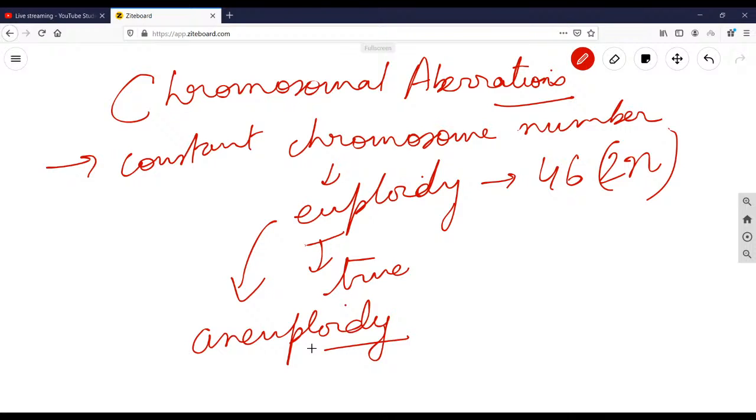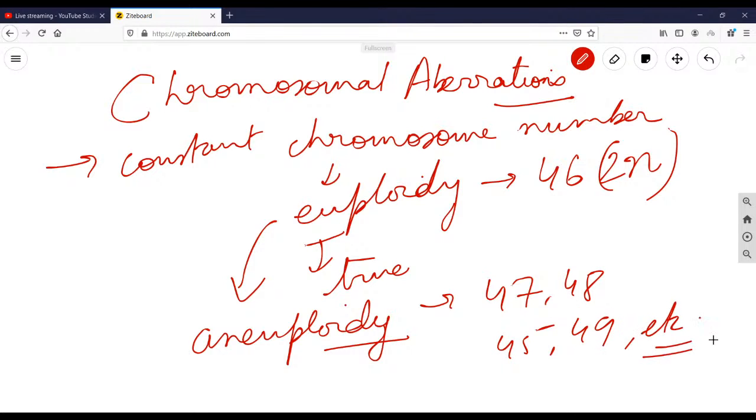So the number of chromosomes that you possess may be 47, maybe 48, maybe 45, maybe 49, etc. So you are breaching the rule of possessing only 46 chromosomes, not more, not less, and you are possessing either fewer or more chromosomes compared to the 46 which make you eligible for being euploidic. That is known as aneuploidy. An means not, eu is true, so this is false ploidy. So your ploidy number is false now.